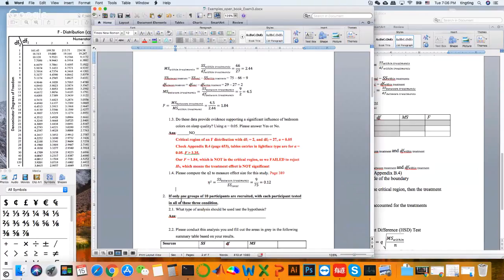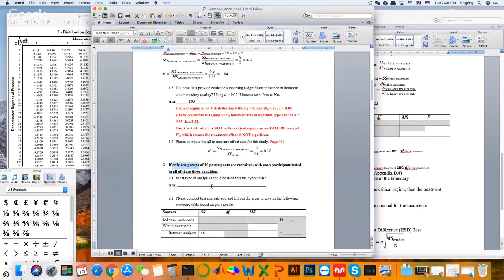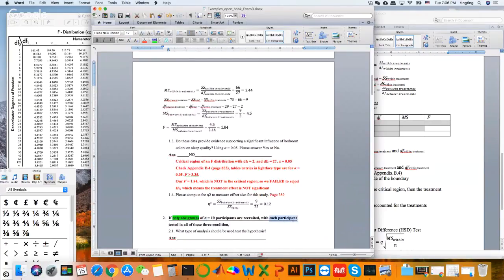So this is question 2. We changed our data set. Only one group of 10 subjects is included, n equals 10. So each subject, each participant, is testing all of these treatment conditions. This is the description for the data in the repeated measures design.